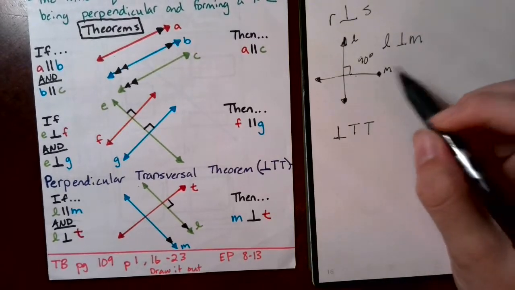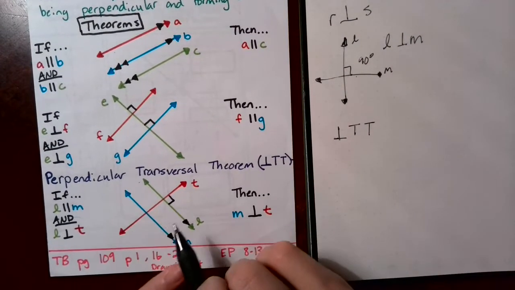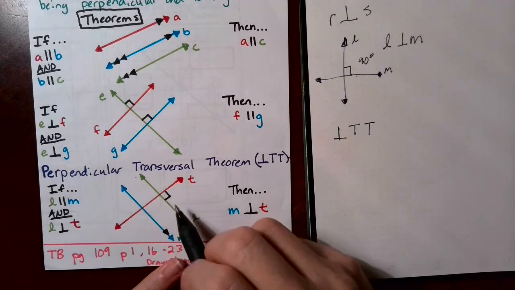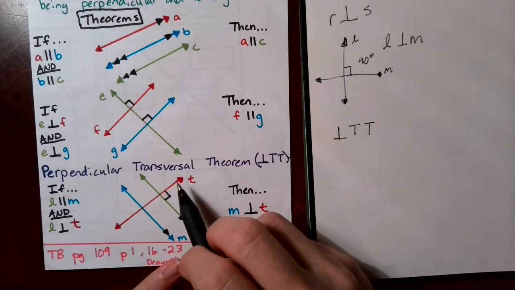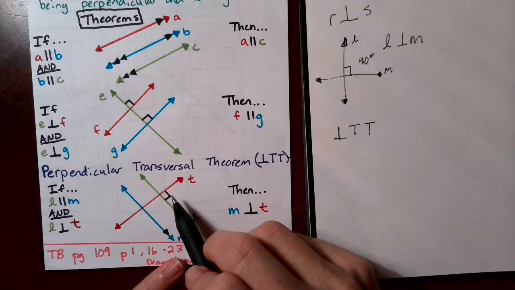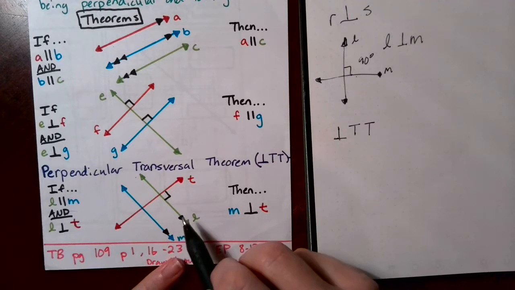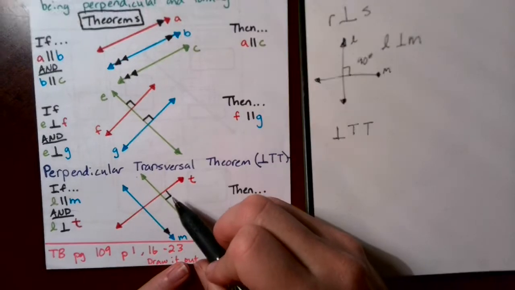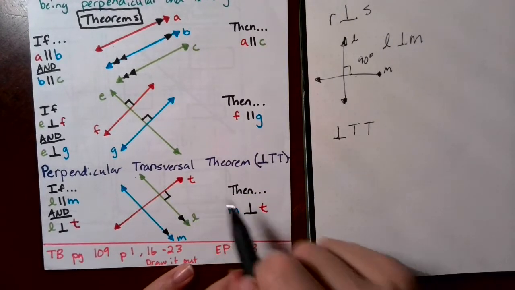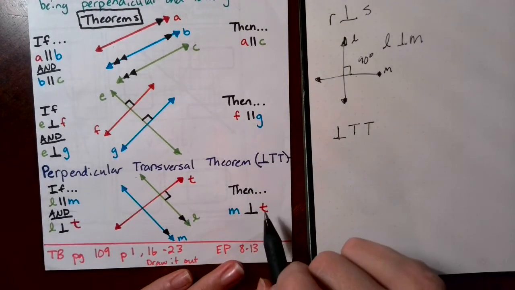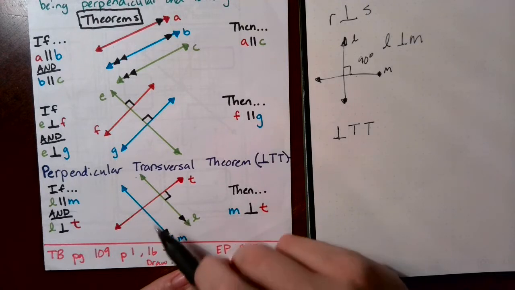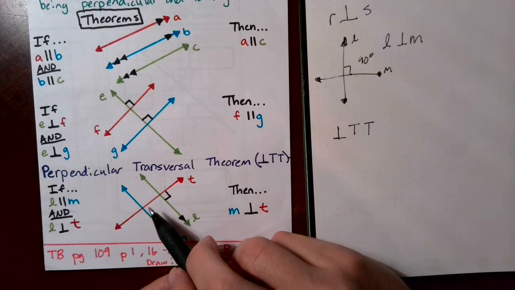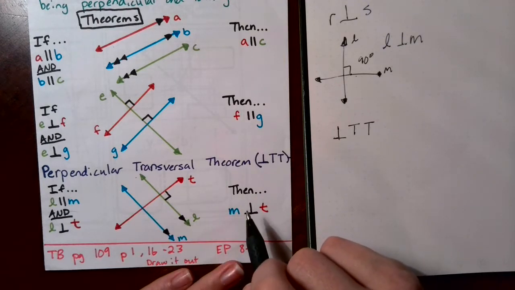And we use this to say if the lines are parallel and L is perpendicular to T, okay, so L is, we can see that right here. These two lines are parallel because of the arrows, and the line L is perpendicular to line T right here. Then M must also be perpendicular to T. So there must be a little box right here as well. That's what this is saying must be true.